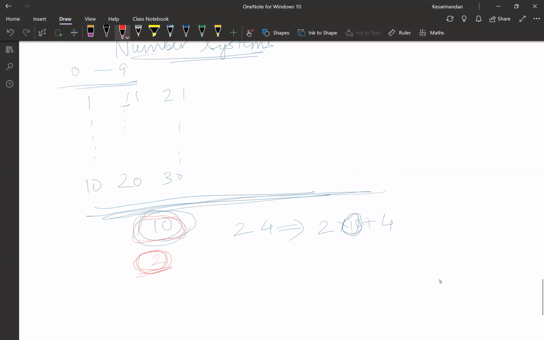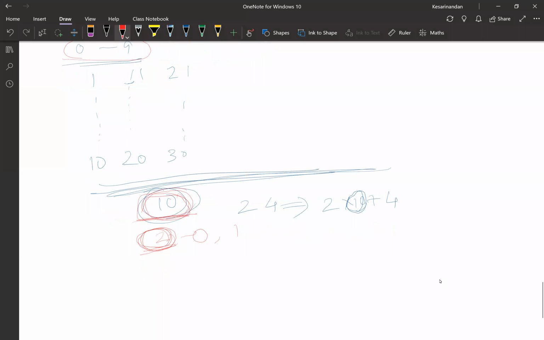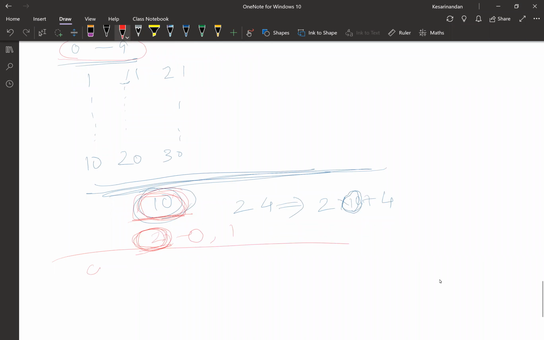How many digits do we use in the base 10 system? 0 to 9, 10 digits. How many do we use in the base 2 system? 0 and 1. And this is known as base 10. We have now two things: conversion from one base to another base, and then back to this base.